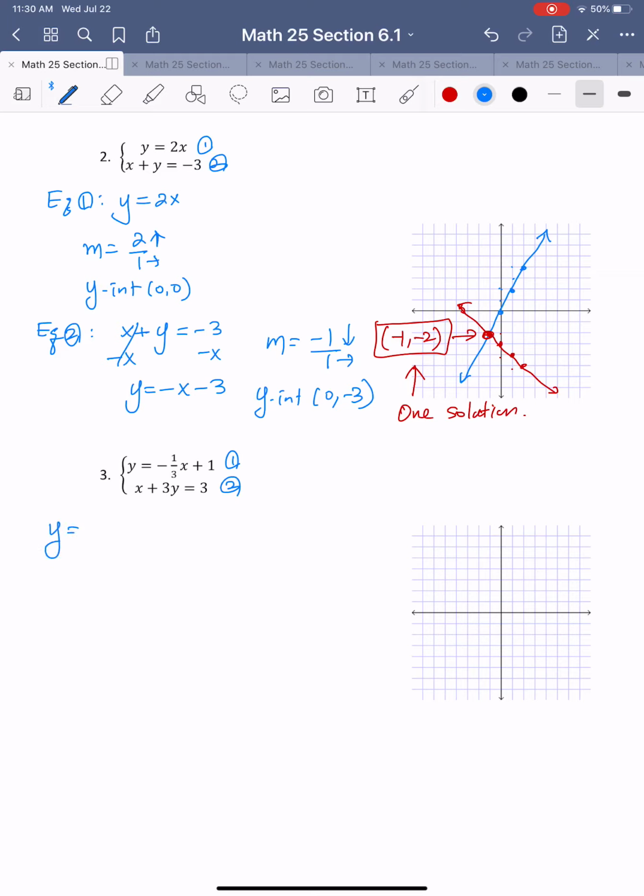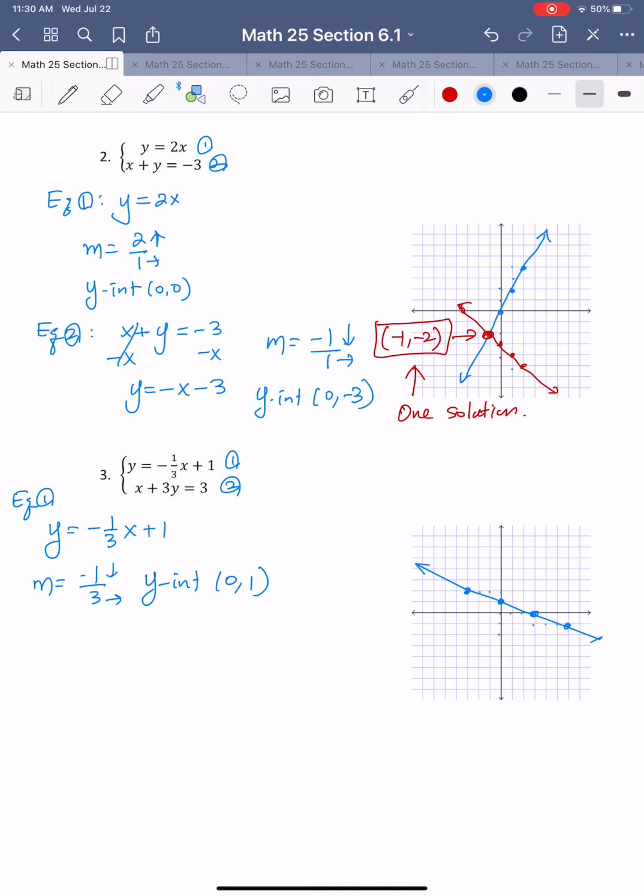y equals negative 1/3 x plus 1. The slope is negative 1 over 3. The y-intercept is (0, 1). So down 1, right 3 from the point (0, 1). 1, 2, 3, and 1 down and right 3. Sorry about that. 1 down and right 3, which is 1 up and left 3. And then you'll see the line. They're just connected.